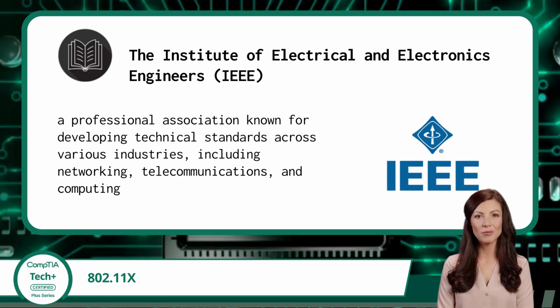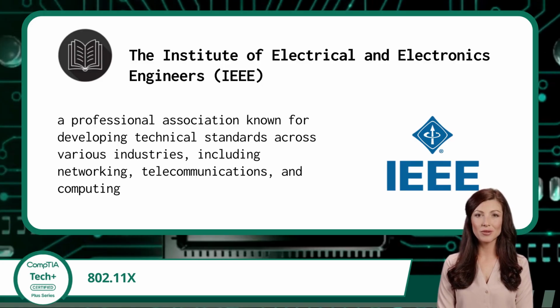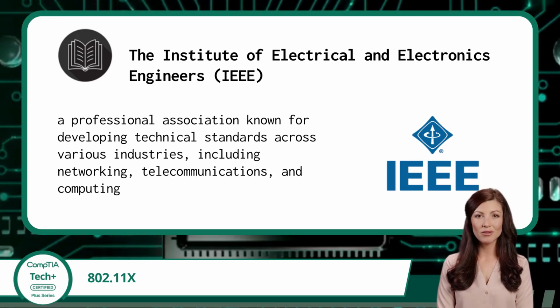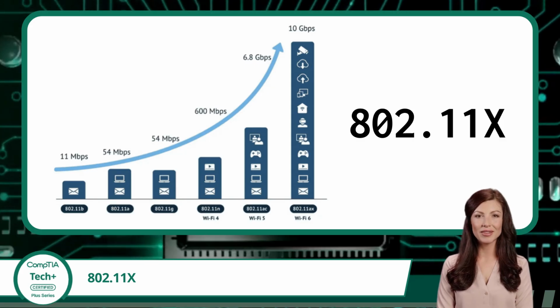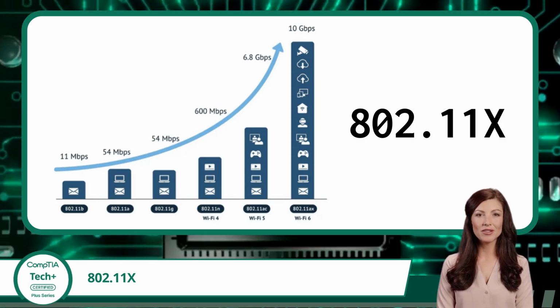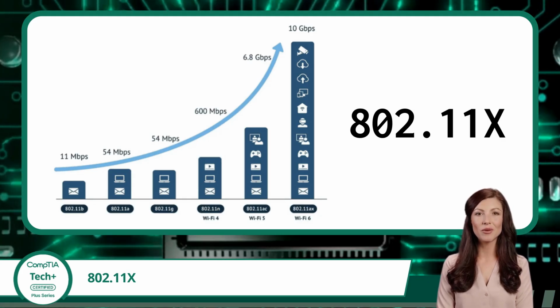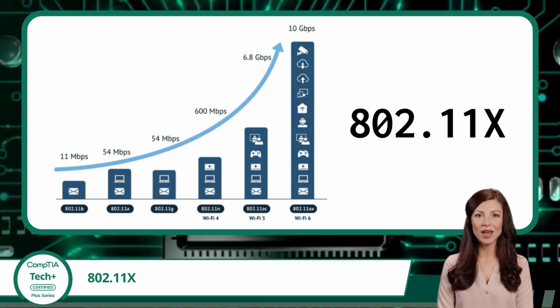These standards are created by a professional organization called the IEEE, which stands for the Institute of Electrical and Electronics Engineers. The IEEE is responsible for developing and maintaining many of the world's most important technical standards, especially in fields like networking, telecommunications, and computing. Since Wi-Fi first hit the scene in 1997, the IEEE has introduced several versions of the 802.11 standard, like 802.11a, b, g, n, ac, and the more recent 802.11ax. Each version has brought faster speeds, better performance, and improved reliability.